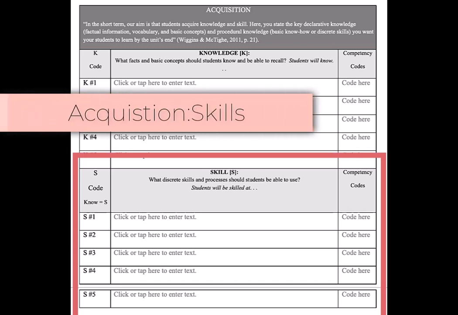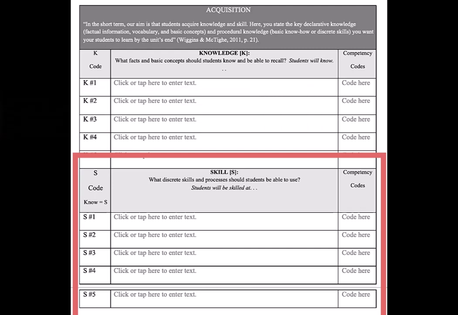The skills section is for the discrete skills and processes that the students will be skilled at following the unit. These are the basic know-how skills and should say what specifically the students will be skilled at.